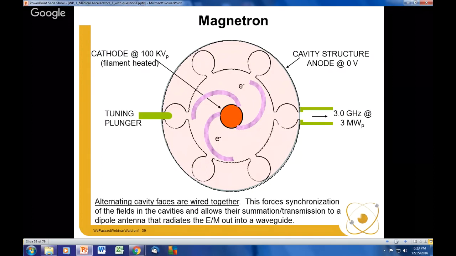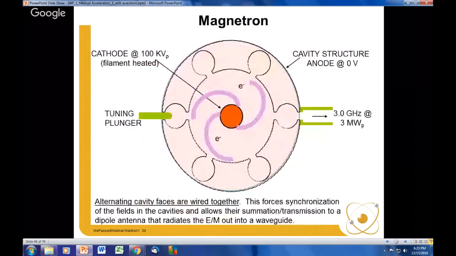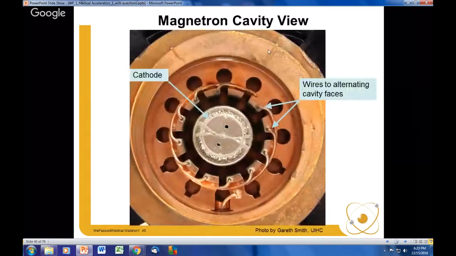Alternating cavities are wired together, and ultimately they are all wired to a dipole that radiates out into a transmission waveguide. Here's a photo of a magnetron with one side pried off. You can see it's a copper structure. The central silver thing in the middle is the cathode. It's a cylinder, so it goes full depth. And of course, electrons would be emitted in this direction.